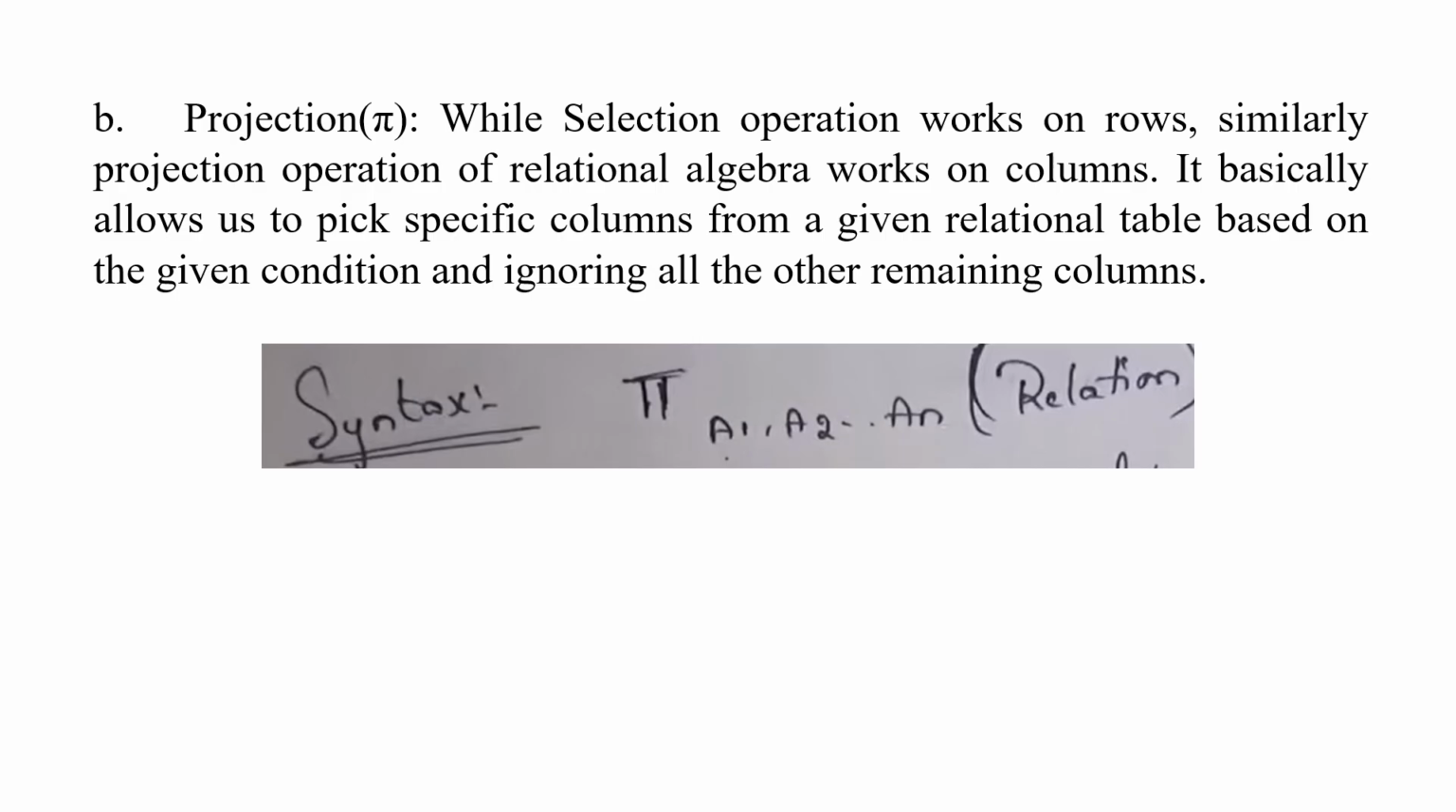Now the second type in unary relational operations is the projection operation. While the selection operation works on rows, the projection operation in relational algebra works on columns. It allows us to pick specific columns from a given relational table based on the given condition, ignoring all the other remaining columns. In selection operation, we can retrieve only rows, but in projection operation we can retrieve the entire column. Here rows cannot be retrieved. Let us observe with an example.